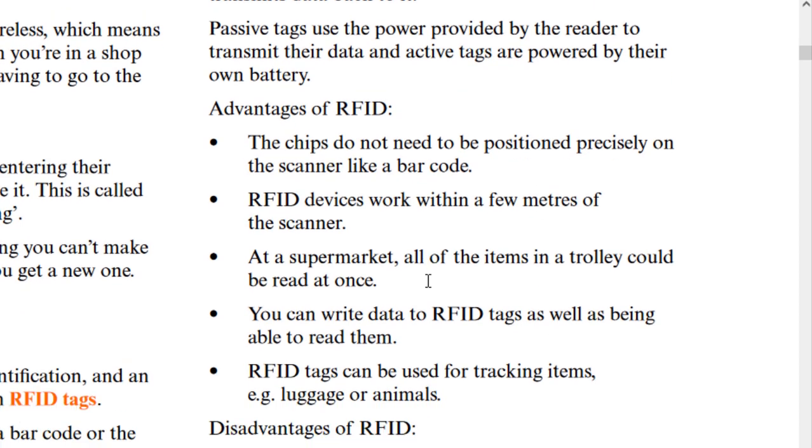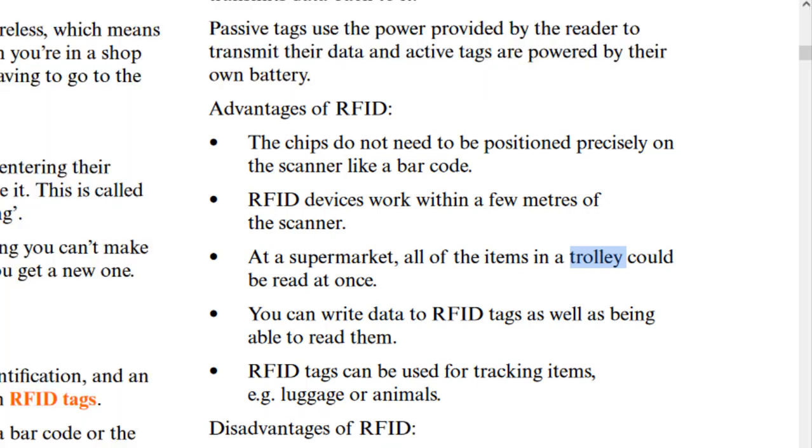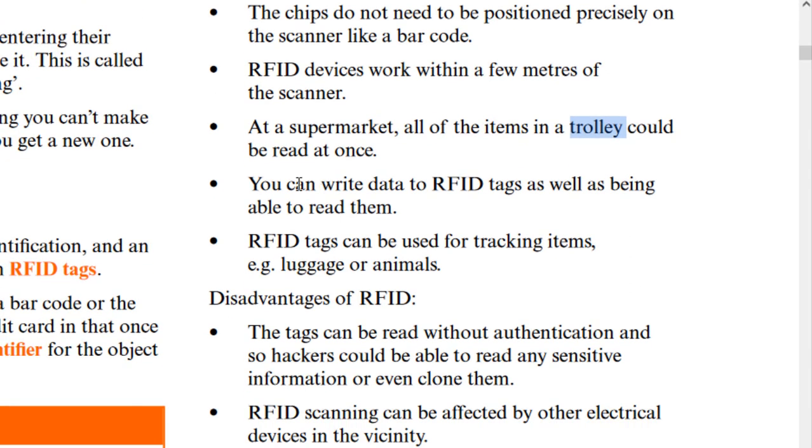Okay, let's read about the advantages of RFID. The chips do not need to be positioned precisely on the scanner like a barcode. RFID devices work within a few meters of the scanner. At a supermarket, all of the items in a trolley could be read at once. The trolley is like the cart that you put all of your things in, or maybe the basket where you put your things at the counter.